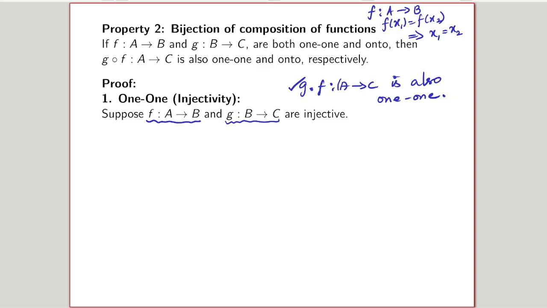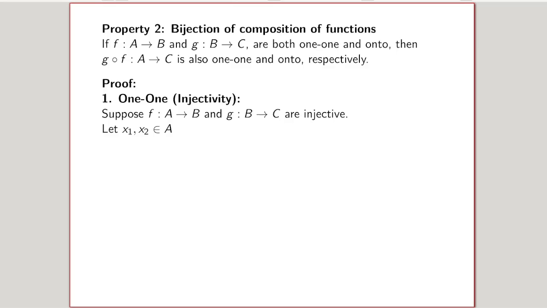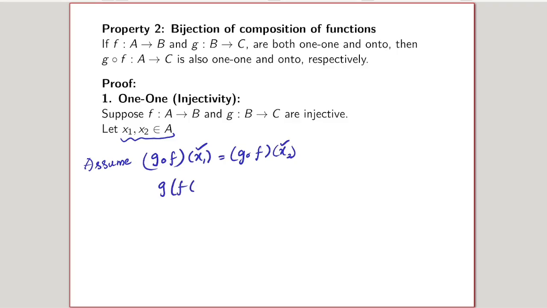So I am going to take two elements from the domain set A. Let x1 and x2 belong to A. Assume g composition f of x1 is equal to g composition f of x2. Then we have to prove these elements x1 and x2 should be equal. Now we can apply the definition of composition. So this can be written as g of f of x1, which will be equal to g of f of x2.